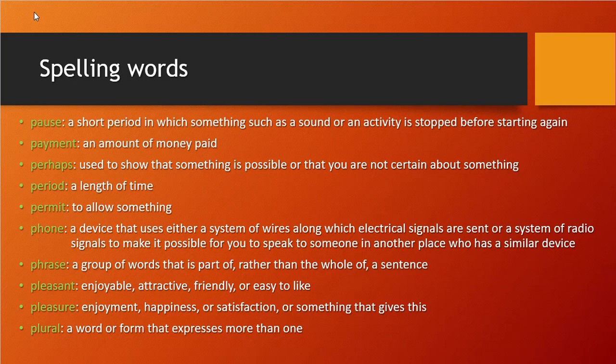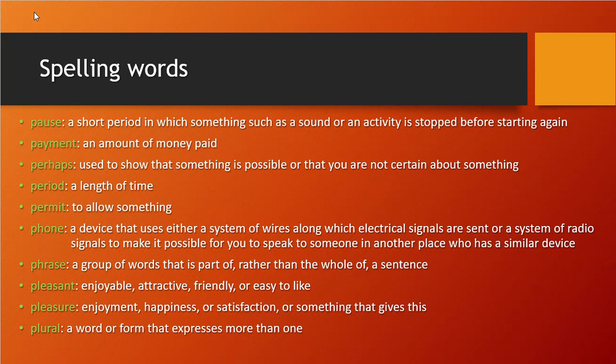Second word is "payment". Amount you pay, that we call a payment. Amount you paid, that we call a payment. "Perhaps" is used to show that something is possible or that you are not certain about something. You are telling that this can happen, but you are not sure that this thing can happen. So at that time we will use perhaps.